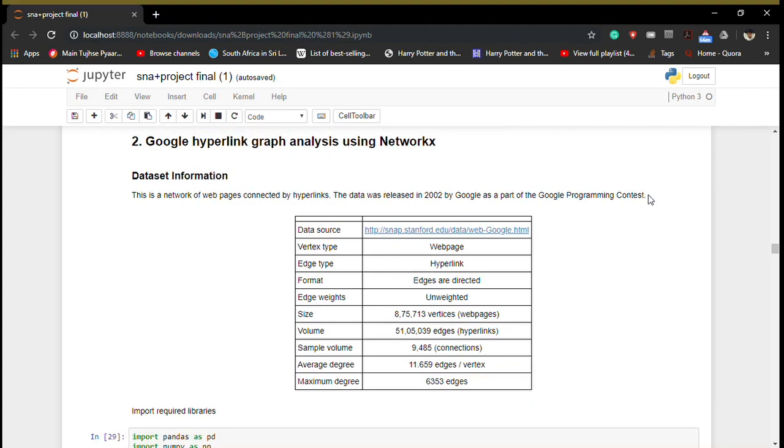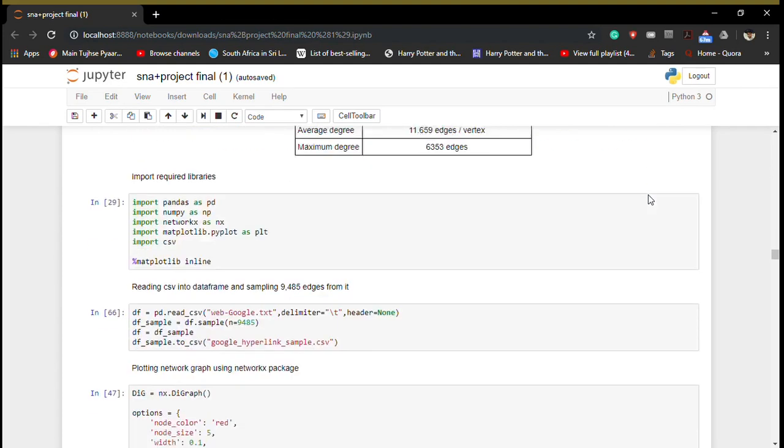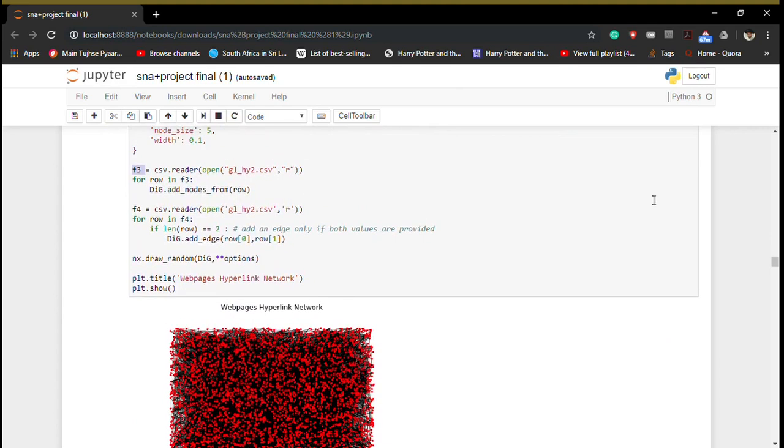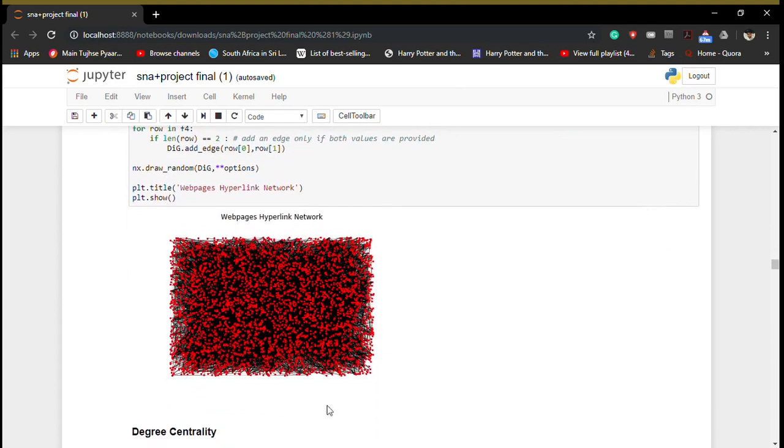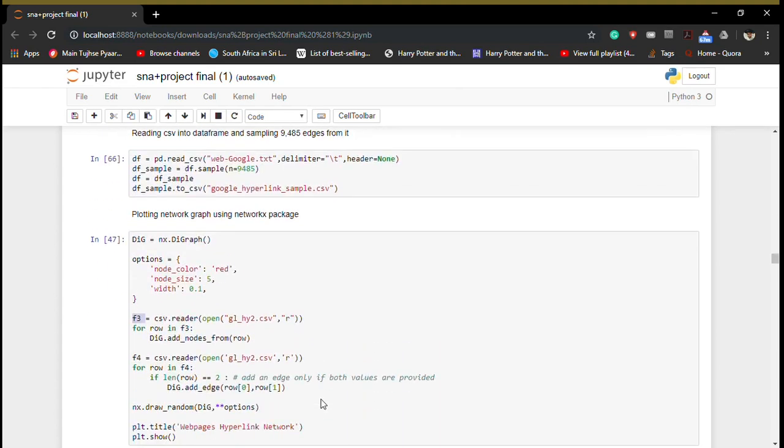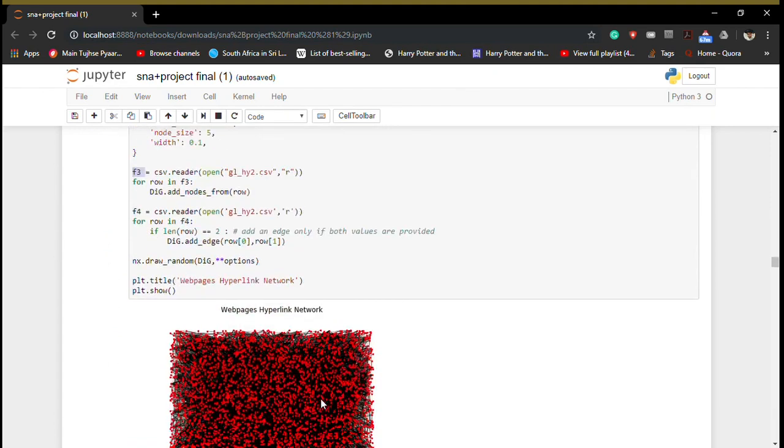Hi, I am Akshit Agarwal and I'll explain how various centrality measures were carried out on the Google hyperlink dataset. So this is how our web page hyperlink network looks. We have used DiGraph here for plotting the directed graphs.